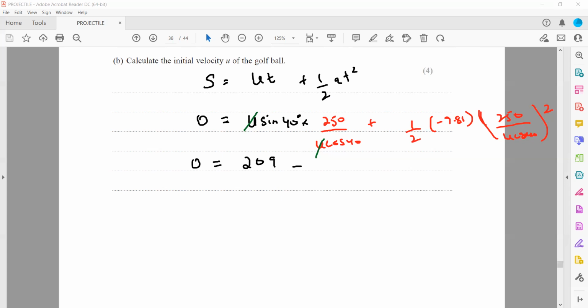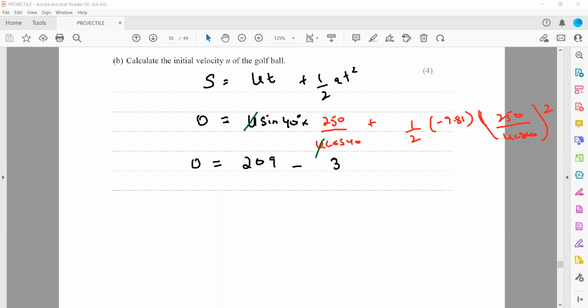Let me write, we'll solve step by step. 9.81 divided by 2 is 4.9, multiplied by 250 square. That gives 306,562.5.